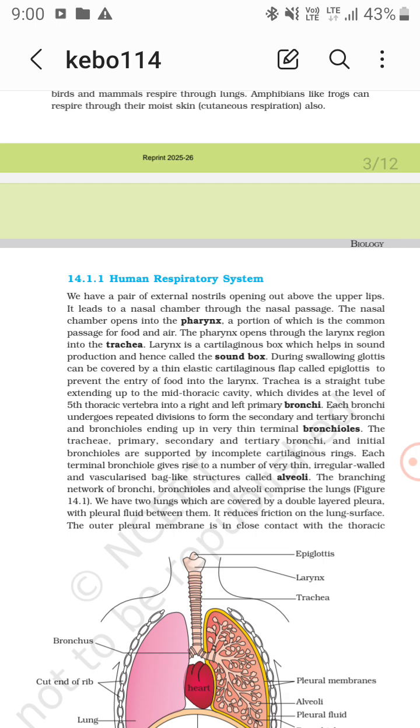Okay, the pharynx opens through the larynx region into the trachea. And the larynx is a cartilaginous box, which helps in sound production. Now the trachea is a straight tube extending up to the mid thoracic cavity, which divides at the level of the fifth thoracic vertebra into right and left primary bronchi.